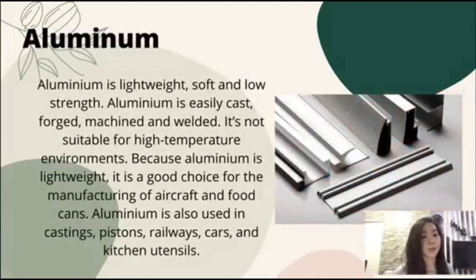Second, we have aluminum. Aluminum is lightweight, soft, and low in strength. It is easily cast, forged, machined, and welded. It is not suitable for high-temperature environments. Because aluminum is lightweight, it is a good choice for manufacturing aircraft and food cans. Aluminum is also used in casting, pistons, railways, cars, and kitchen utensils.